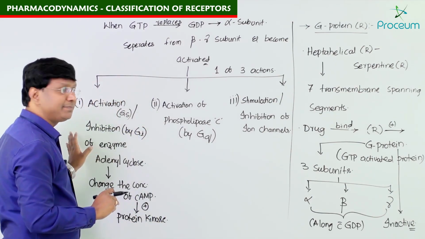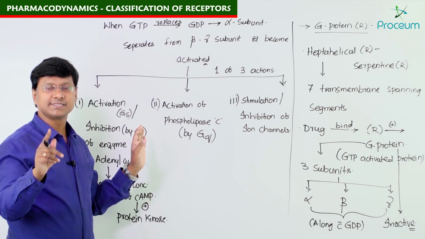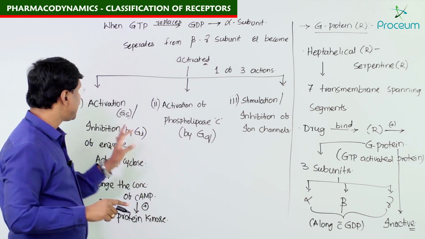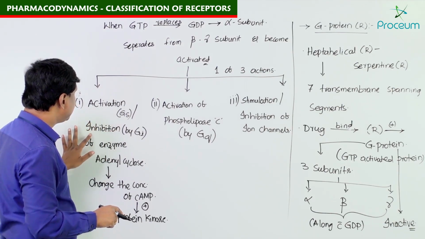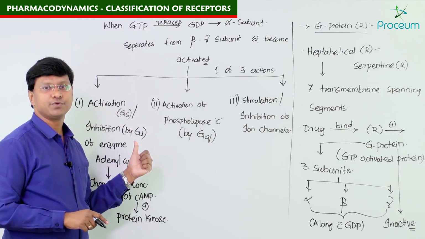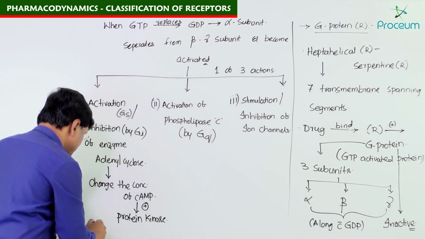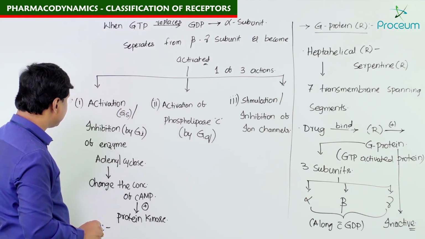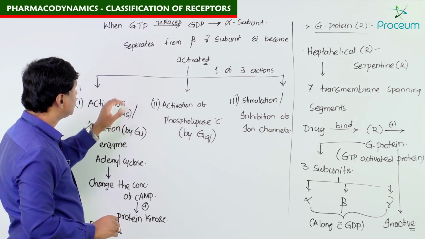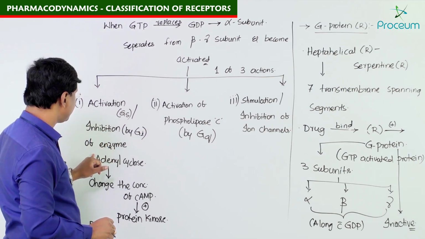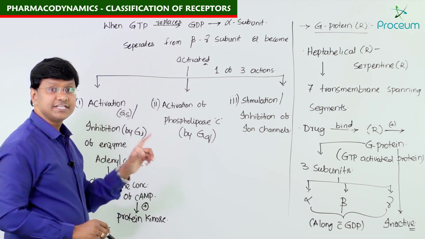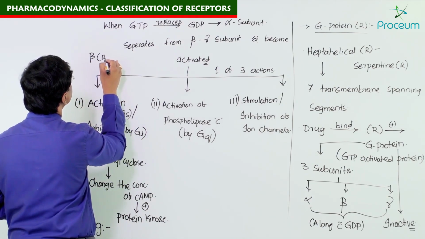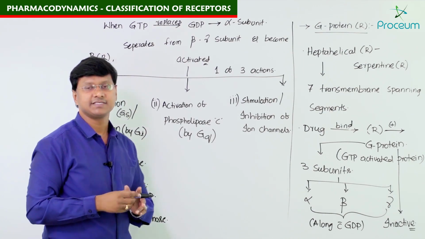Alright, now let me tell you the examples of the receptors which act by the activation or the inhibition of the G protein. If you take the examples of the activation or the inhibition of the enzyme adenylyl cyclase, these examples include beta receptors. What are your beta receptors?